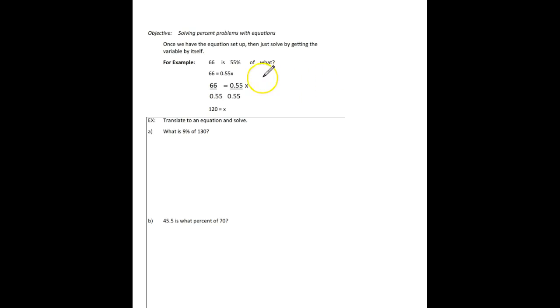Okay, so this was our original problem, which was 66 is 55% of what? It was translated here. You solve this by dividing by 0.55 on both sides. In this case, we got 120. So we say 66 is 55% of 120. And that's our answer.